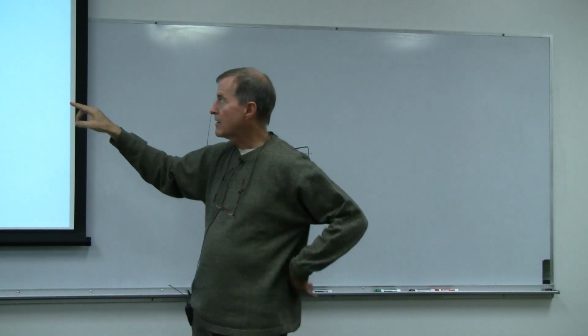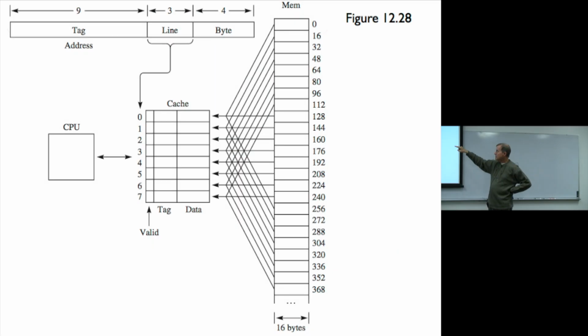So do you see then that what this cache subsystem does is it divides the address of the memory request from the CPU into 3 fields. The first 9 bits are called the tag field, the next 3 bits are called the line field, and the last 4 bits are called the byte field.